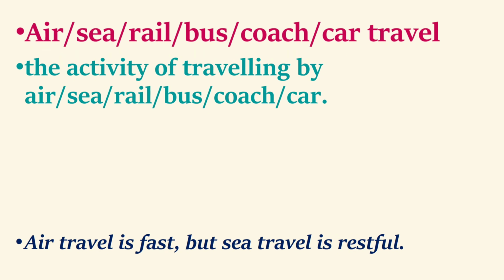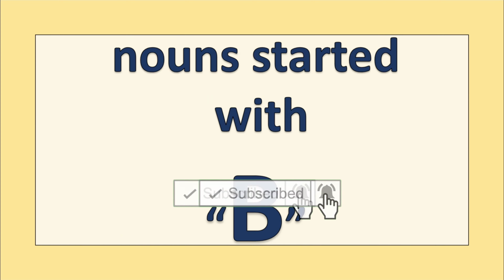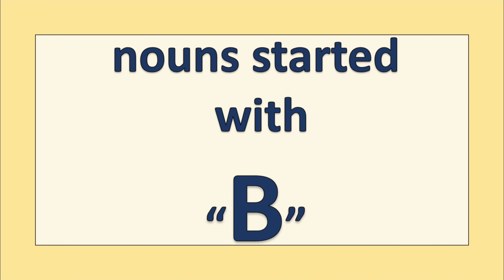Air, sea, rail, bus, coach, car travel. The activity of traveling by air, sea, rail, bus, coach, car. Example. Air travel is fast, but sea travel is restful. In this part, we have collocations starting with the letter B.